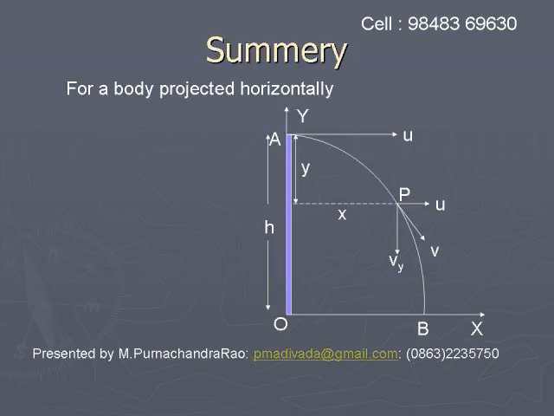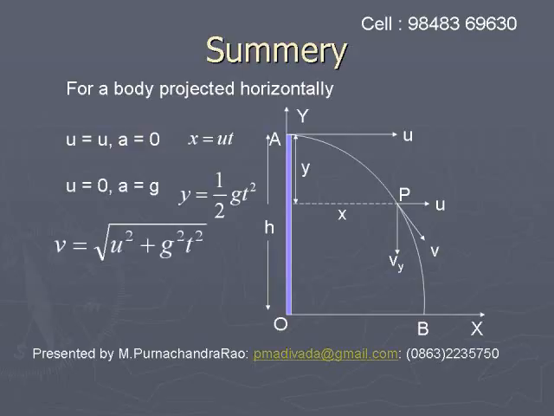Summary. For a body projected horizontally, its initial velocity is u, and a is equal to 0 along the horizontal direction. So the distance travelled x becomes equal to ut after a time t. In the vertical direction, initial velocity is 0 and acceleration a is equal to g. Therefore, we get displacement y is equal to half gt square. The resultant velocity v will be equal to square root of u square plus g square t square, and the vertical displacement y is equal to half g into x by u whole square, which gives the equation of a parabola.